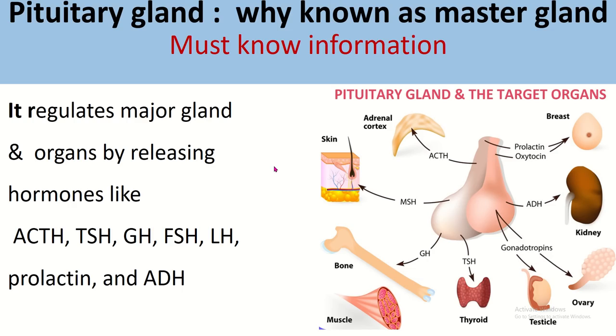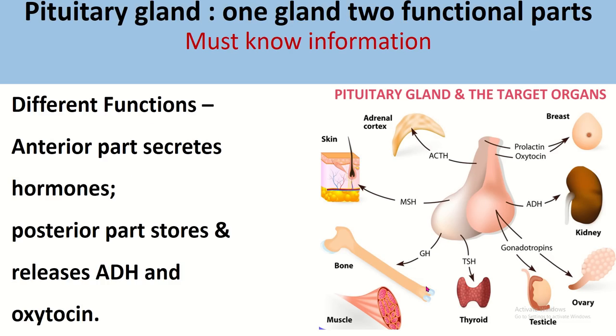Why is the pituitary gland known as the master gland? It regulates major organs and major glands of the body by releasing hormones. Some releasing hormones are secreted from the pituitary gland which activate the other glands of the body. So if the pituitary gland is inactive, the other glands are healthy but they are not functioning, because the pituitary gland controls all of them.